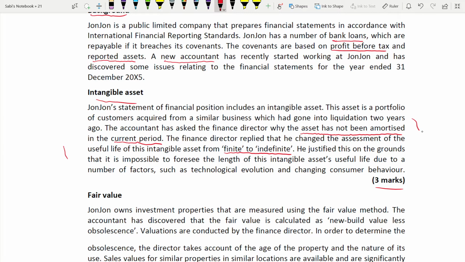Next, he justified this on the grounds that it is impossible to foresee the length of the intangible asset's useful life due to a number of factors such as technological evolution and changing customer behavior. So one is this one, the other one is this one. He's still justifying it based on these three grounds.